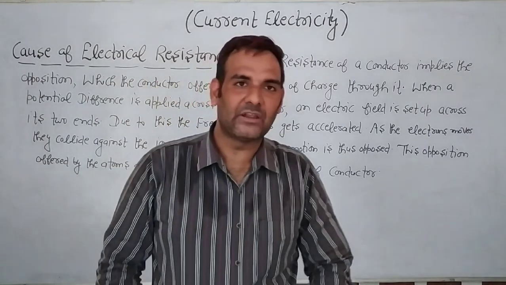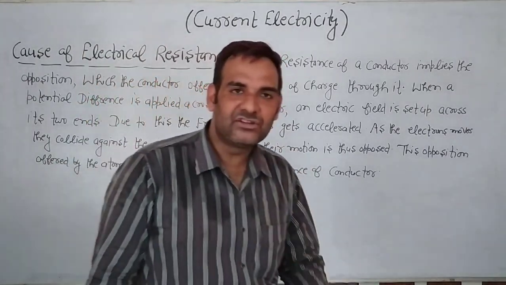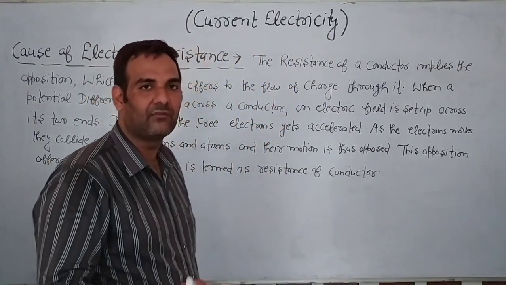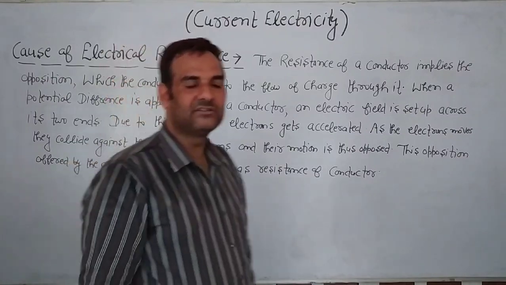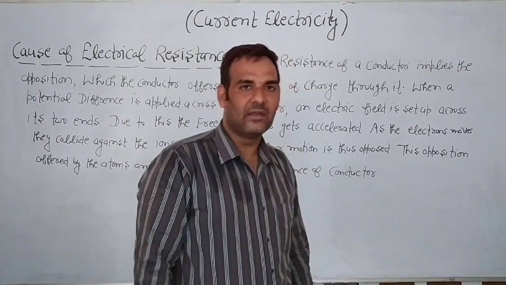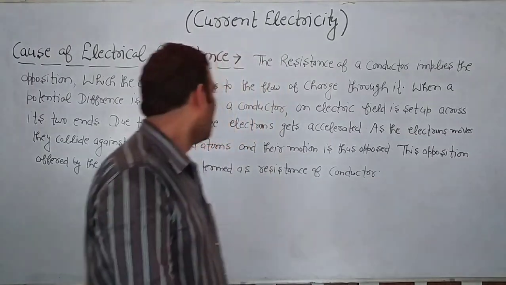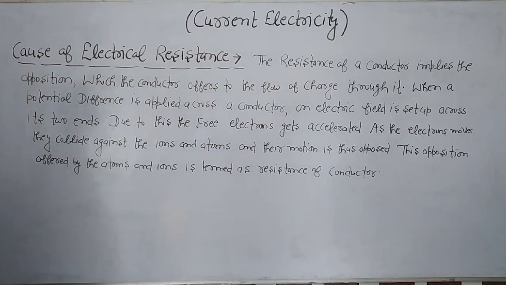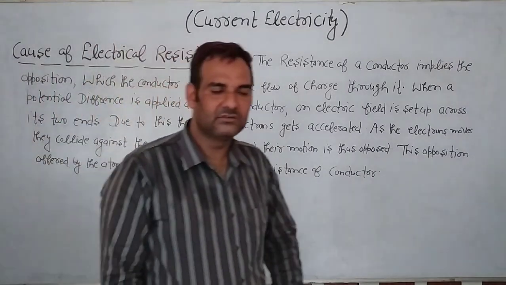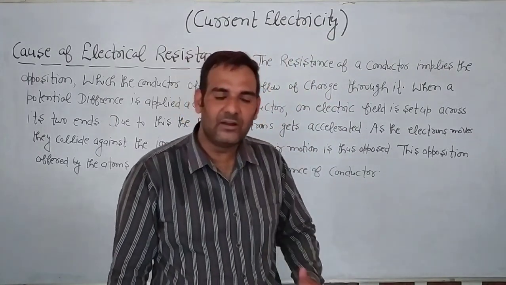जब भी हम पोटेंशियल डिफरेंस अप्लाई करते हैं, कंडक्टर को सेल या बैटरी से जोड़ते हैं, तो उसके अंदर इलेक्ट्रिक फील्ड सेटअप होती है. क्या कहा मैंने? जब भी हम किसी कंडक्टर में सेल या बैटरी जोड़ देते हैं तो उसमें इलेक्ट्रिक फील्ड सेटअप होती है और जब इलेक्ट्रिक फील्ड सेटअप होती है तो इसके अंदर जो इलेक्ट्रॉन प्रेजेंट होते हैं वो एक्साइटेड होते हैं.